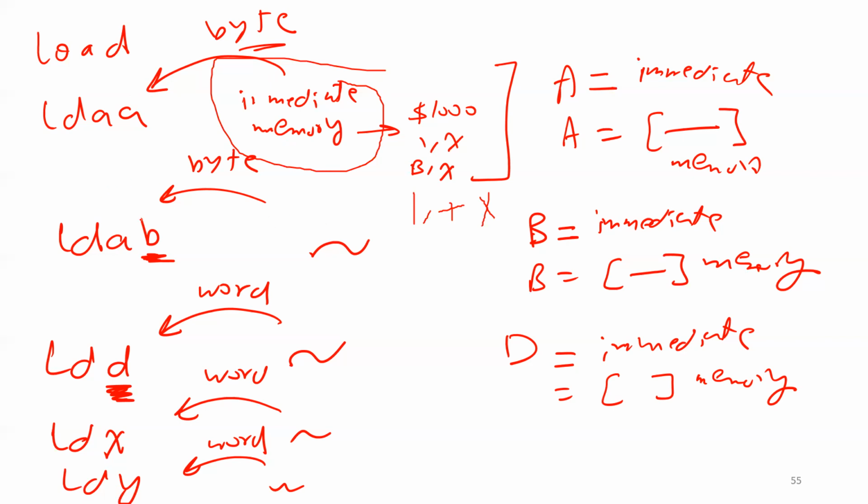But here you copy a byte. We have also load D, load X, load Y, but it's exactly a similar thing. This instruction needs only one operand. This operand can be an immediate value or memory. Same thing, but here you copy a word. That's all we have for load. Okay, guys? Easy, right? So these 2 instructions copy bytes. These 3 instructions copy words.